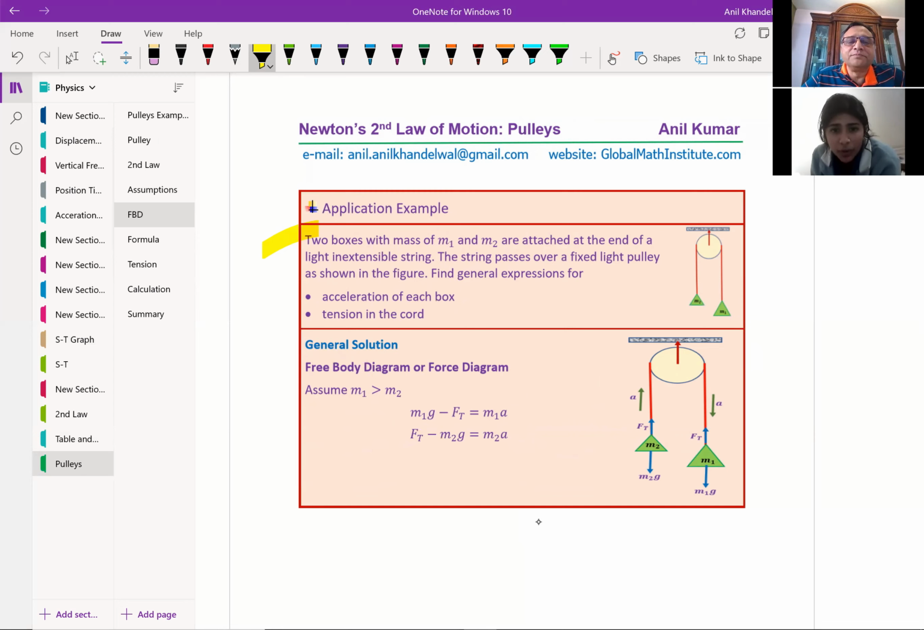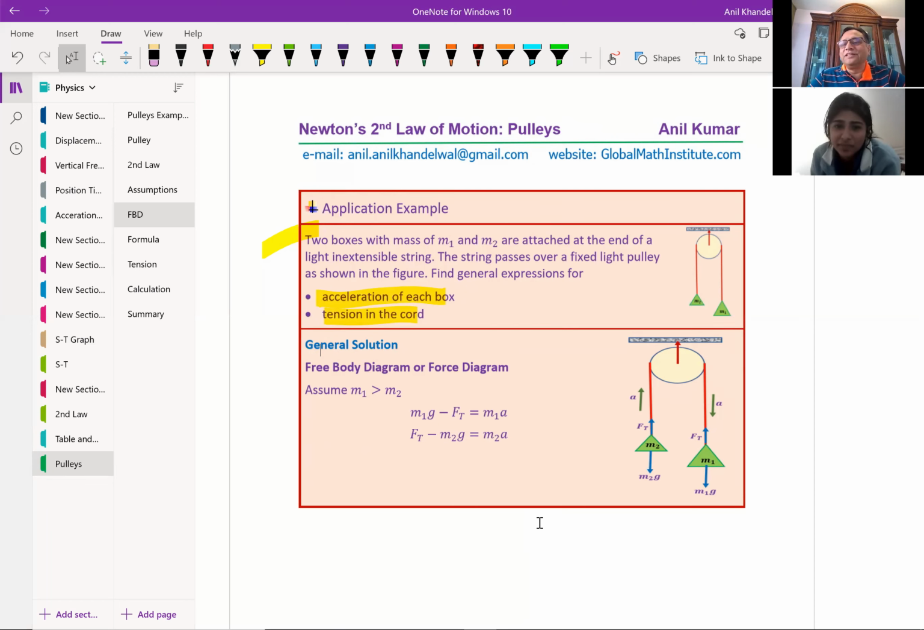Two boxes with masses m1 and m2 are attached at the ends of a light inextensible string. The string passes over a fixed light pulley, as shown in the figure. Find general expressions for the acceleration of each box and the tension in the cord. Simple as that. Basically, all the questions in your book are saying the same thing. They're writing the statement in a different way. There are two cases: either both are hanging with this pulley, or one is hanging and one is on the table, or both are on the table, right? That is it.